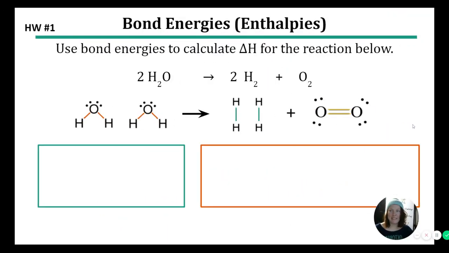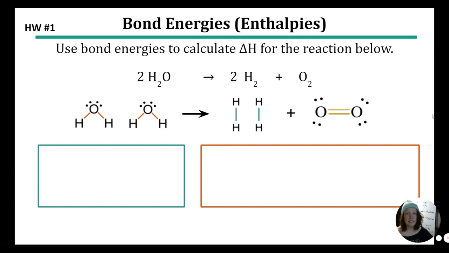or bond enthalpies. Okay, so we're going to use our chart of bond energies. That is a resource that's been provided to you. We're going to use our chart of bond energies to calculate the delta H for the reaction below, and this is question number 1 on your homework. So we've got 2 H2O yields 2 diatomic hydrogen plus 1 mole of diatomic oxygen.